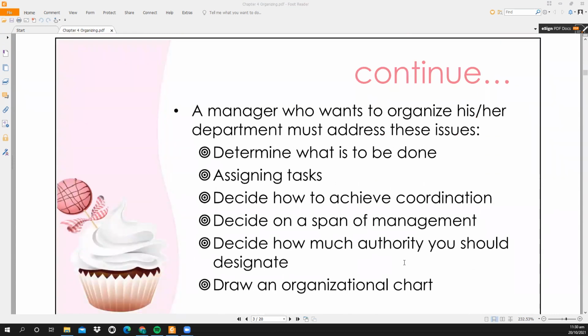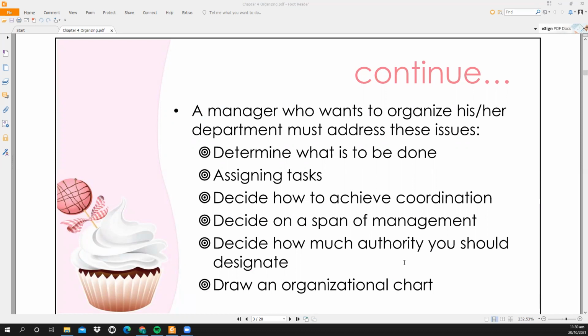A manager who wants to organize his or her department must address these issues. First, determine what is to be done. During our planning stage, we have already listed down all the tasks or activities for this project or for this business. So that is what managers check during organizing. And then, assigning tasks. After grouping, all activities are segregated per department and then the manager will assign the tasks.